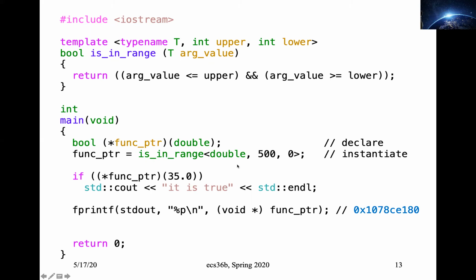Because when you realize a template, it's a function. When you say is range double 500 0, it becomes an instantiation of that template, and an instantiation means that it's a function. Then I can assign that to a function pointer and just call it. The code will work just as it is. Now you know what a function pointer is and what a function template is, and you can use both of them together. It's quite nice and very easy, and you can get more powerful usage out of this.